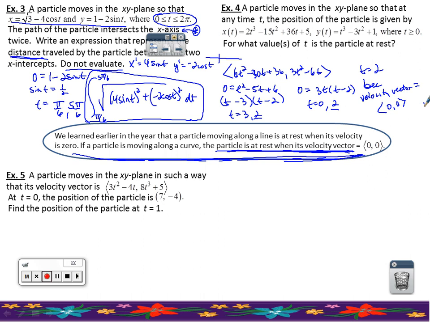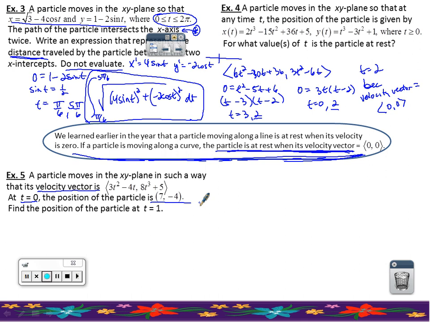Okay? All right. Let's take a look at our last one. Here we have a particle moving. Okay, we have a position. Oh no, we have a velocity vector this time. Oh good, something different. We have a velocity vector, and we are told that at time equals 0, the position of the particle is at 7, negative 4. Find the position at t equals 1.